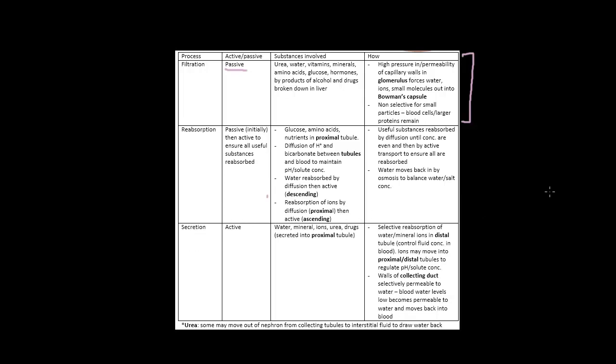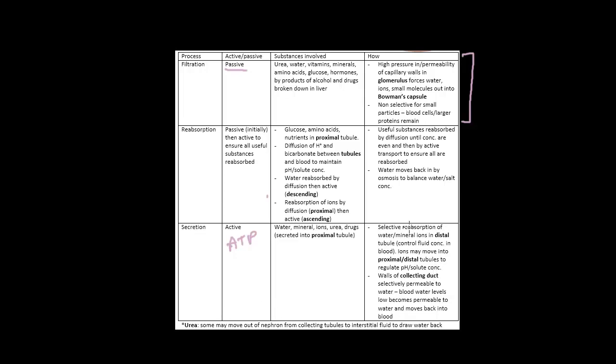So moving on, we've got the secretion stage, where it requires active transport, which means it requires ATP. Now, in this stage, water, minerals, ions, urea, and drugs are all secreted into the proximal tubule. So we should know what the proximal and distal tubule is. Proximal is the one which is closer to the glomerulus, and the distal is the one which is further away. Proximal meaning close, and distal meaning in the distance.